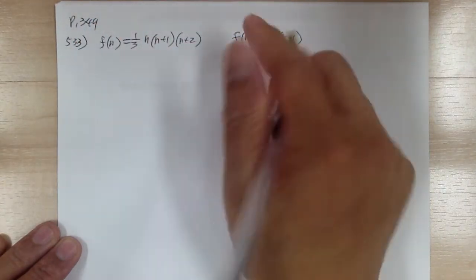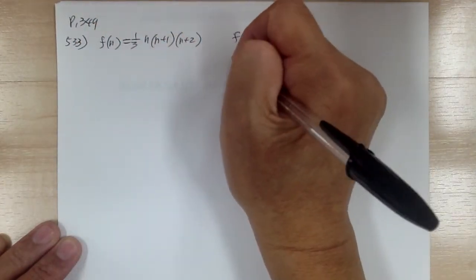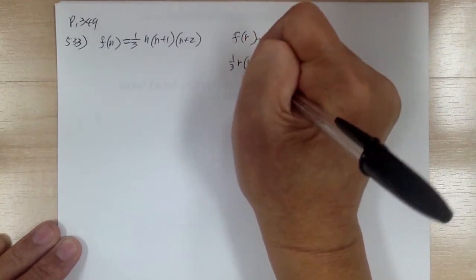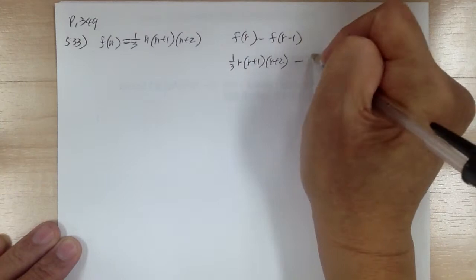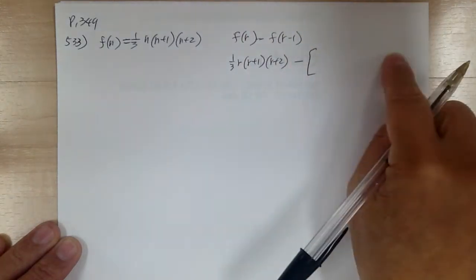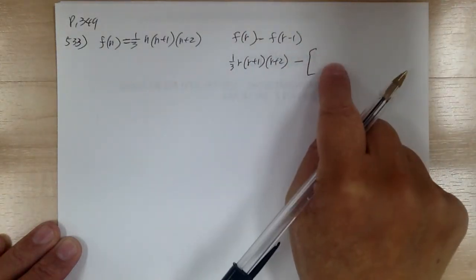So f of r is simple, right? You just change all the n into r. So this would be 1/3 r times (r plus 1) times (r plus 2), minus. Now this is going to have a whole bunch of stuff, so you want to use brackets to keep track of your sign.